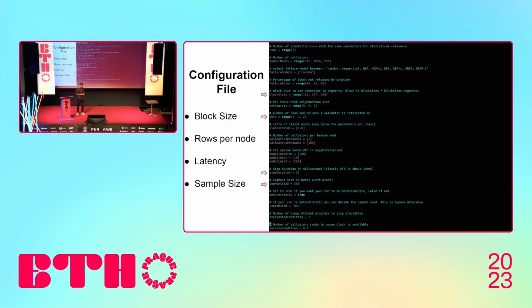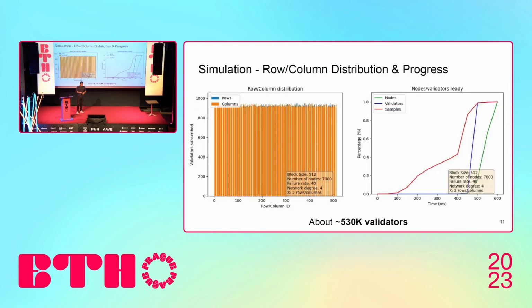This has not been decided yet. How many rows and columns every validator should receive. The latency of the network, the sample size, and many other things. So this is just to give you an idea of all the parameters that we can configure in the simulator that we can play with. We can also play with the failure rate, for example, and so on and so forth. So what can we do with this simulator?